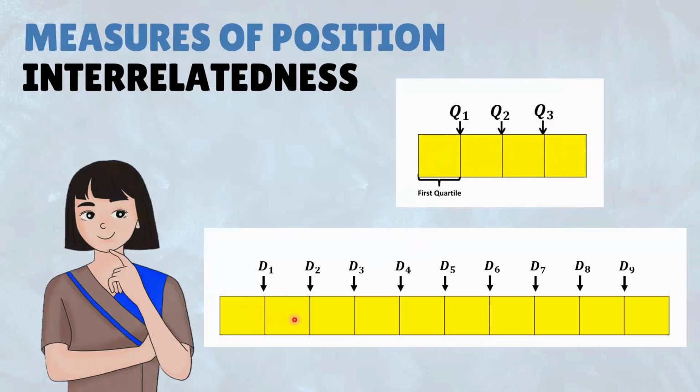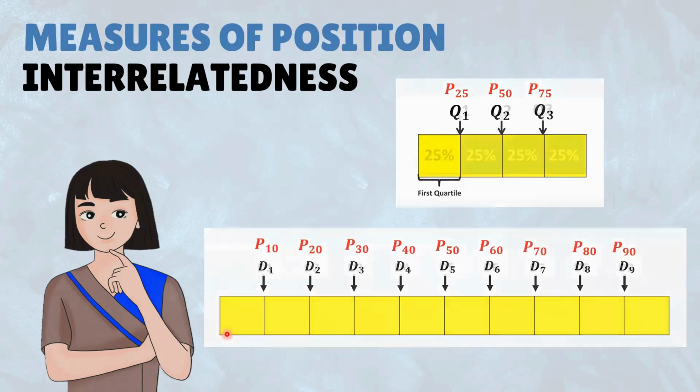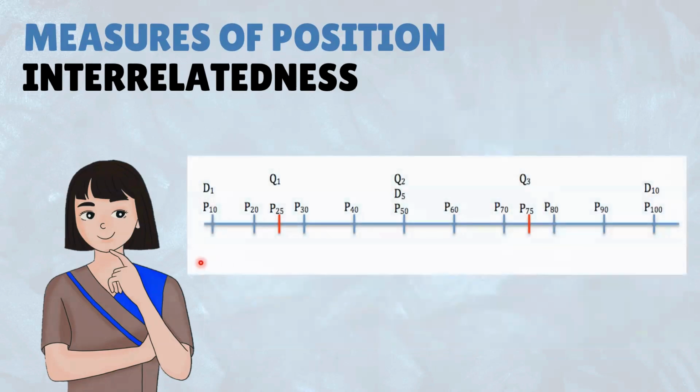Deciles, on the other hand, divide the distribution into 10 parts. So there are 9 deciles in each data set. Each part in here corresponds to 10% of our data set or our distribution. And for the percentiles, they divide the distribution into 100 equal parts. So each part in the distribution represents 1% of our data set.